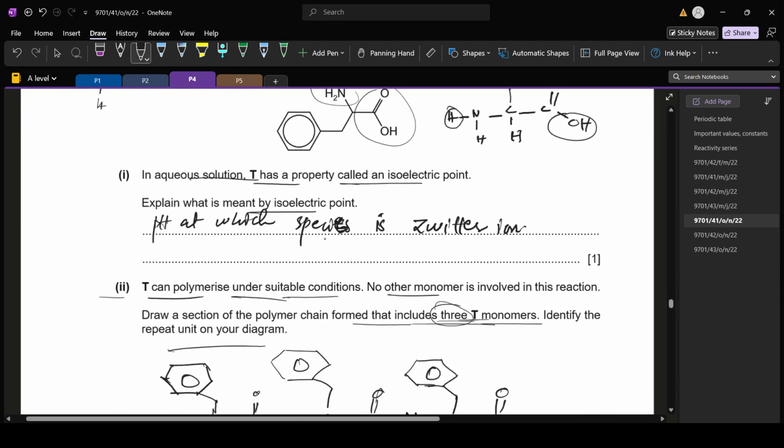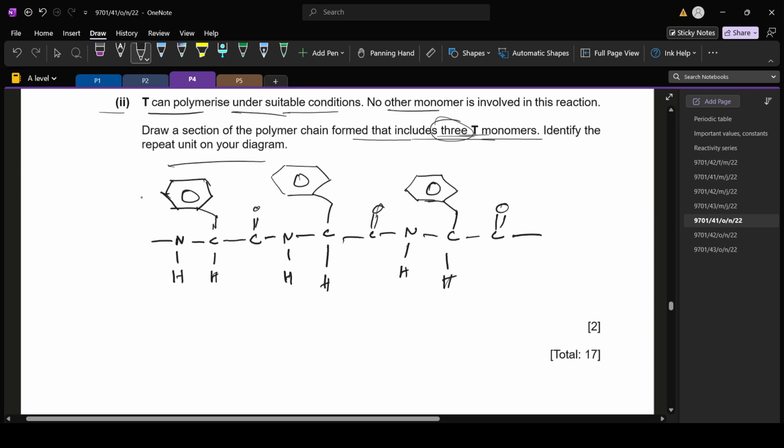And what will be the repeat unit? You also have to show the repeat unit. You can see from this polymer that this part is repeating. So this is your repeat unit.